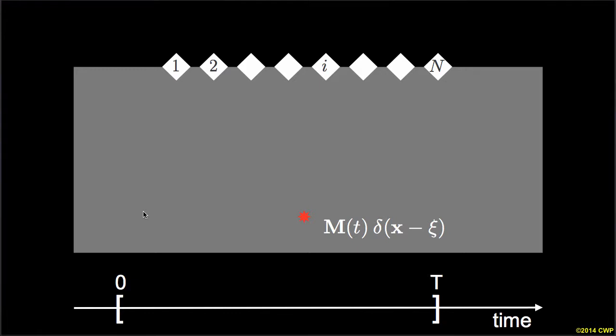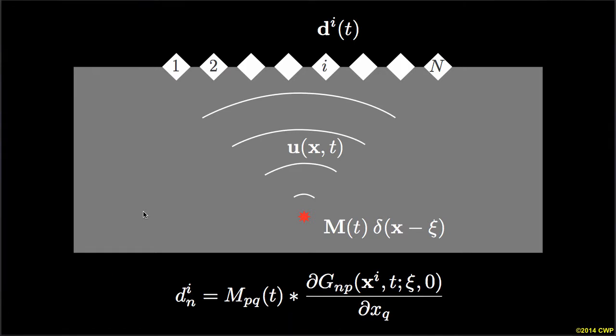And this source generates energy as a wave field, which I represent by U. So U represents the source wave field. And this source wave field will be sampled by receivers as data, D with superscript I, and I represents the receiver number. So in this talk, all superscripts will refer to the receiver number.